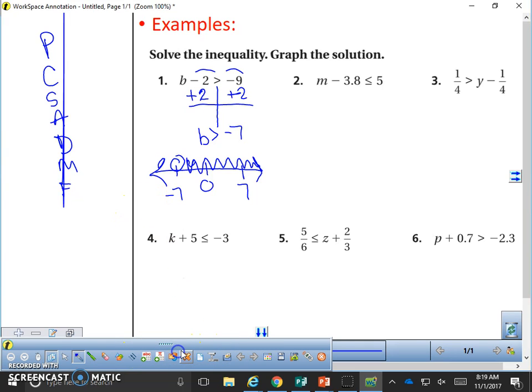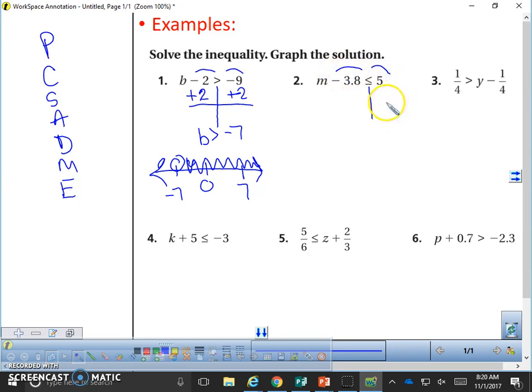All right, we're ready for example 2. Go ahead and write down example 2 on your paper. Okay, here's your sides. Parentheses, no. Like terms, yeah, on opposite sides. So let's go to subtraction or addition. Okay, let's add 3.8 to both sides. m is still going to be less than or equal to, because we added the same number to both sides. 5 plus 3.8 is 8.8.